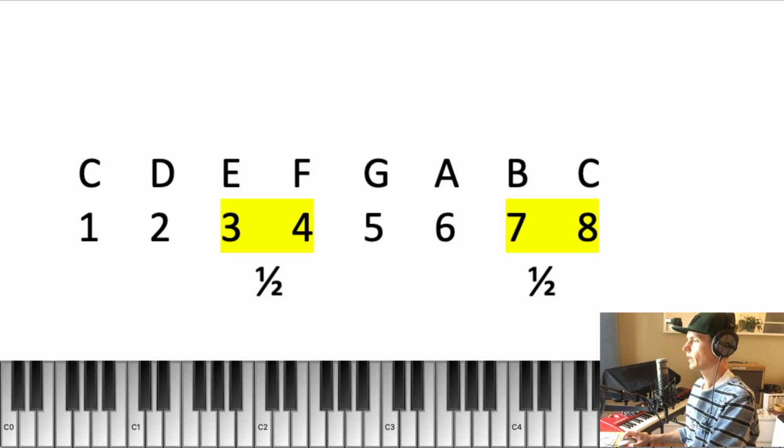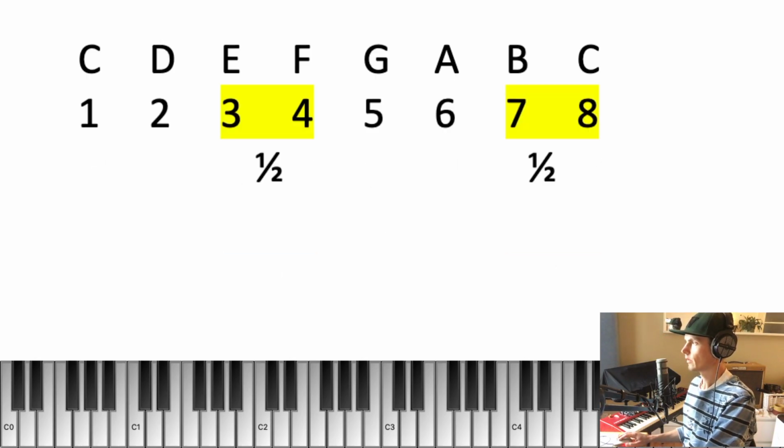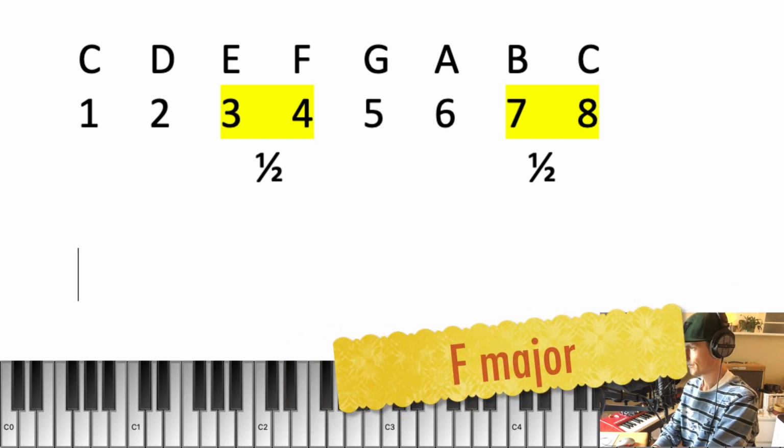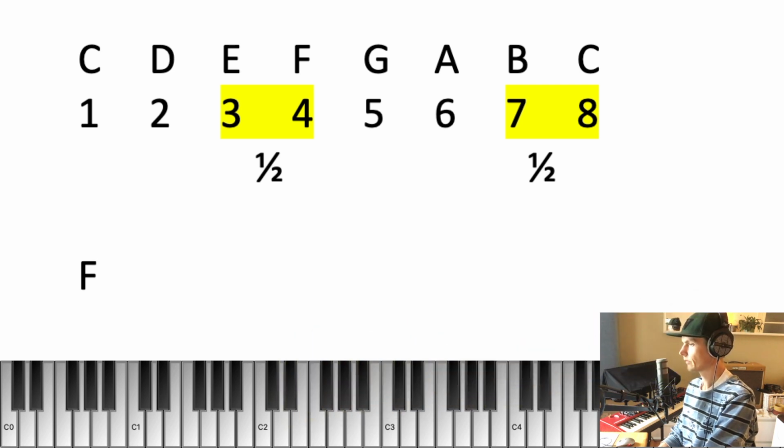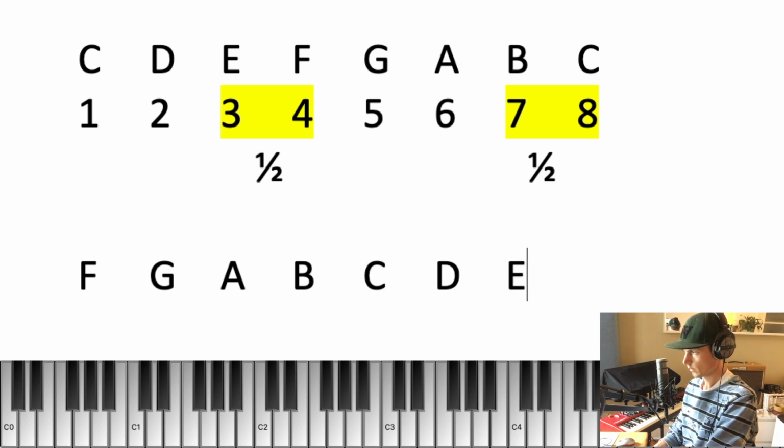So we can use this idea to make other scales. So if we want to make, for instance, an F scale, the first thing I want to do is write the alphabet starting on F. So F, G, A, B, C, D, E, and F. So that's my F major scale.